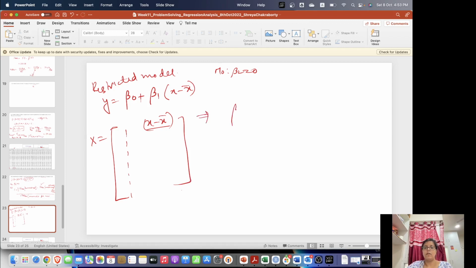Then beta hat becomes X prime X inverse restricted X prime Y, and if we calculate, we'll get this as... one second, I have it here with me.